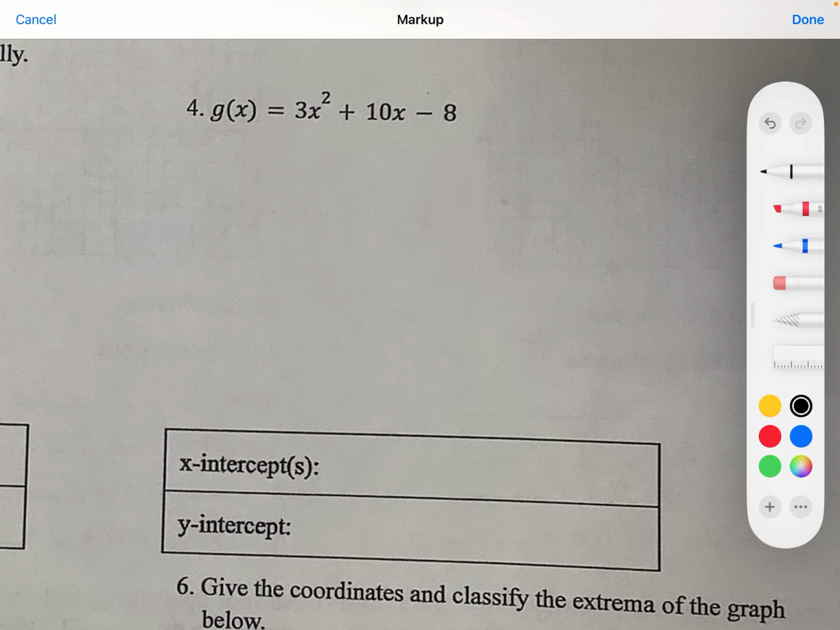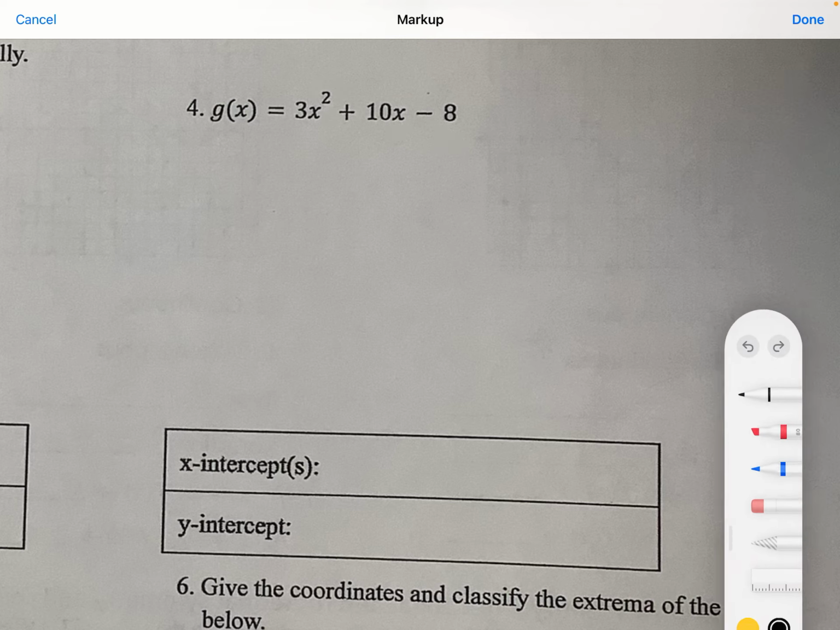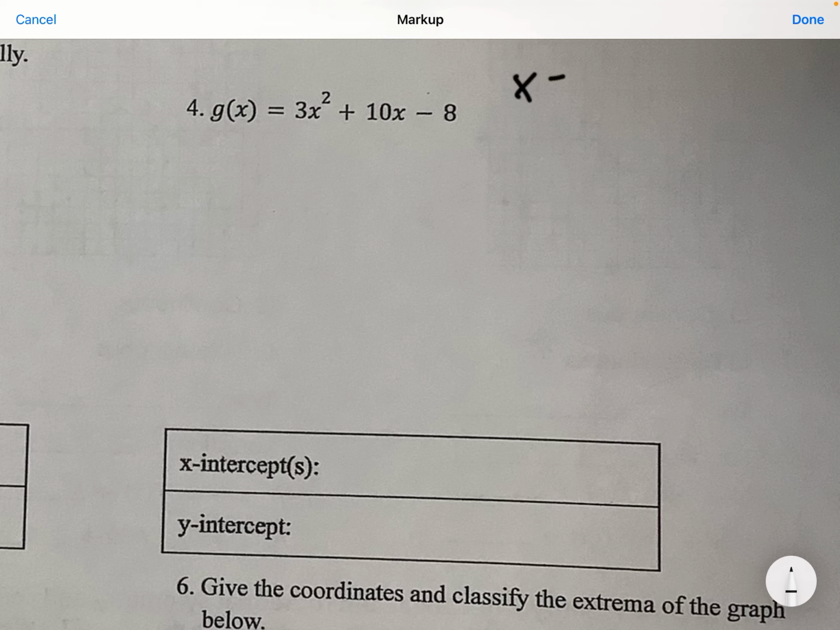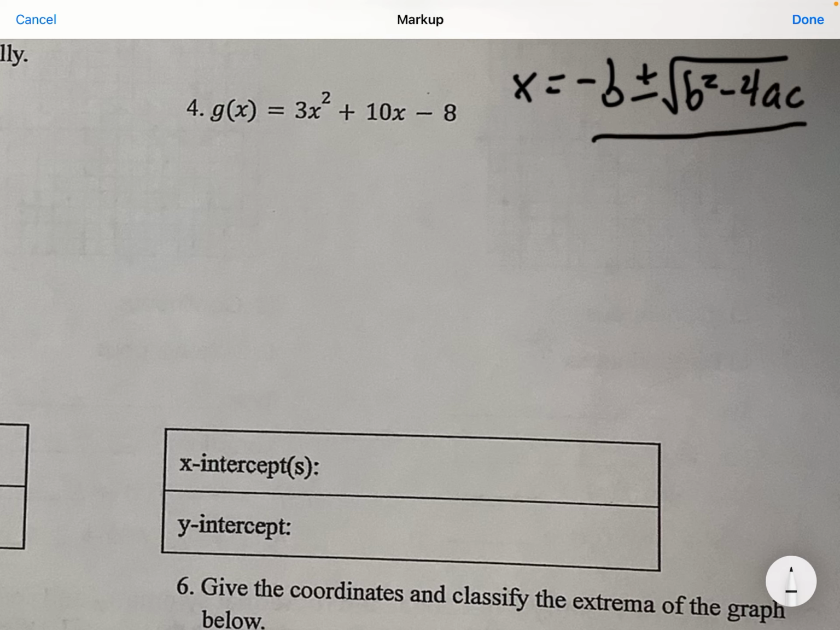So this equation is quadratic because its highest power is a power of 2, and it's all a polynomial. So we know the quadratic formula, which is, and you should write this in your notes, x equals negative b plus or minus square root b squared minus 4ac all over 2a. This is a, the 3 is a, 10 is b, and c is negative 8.